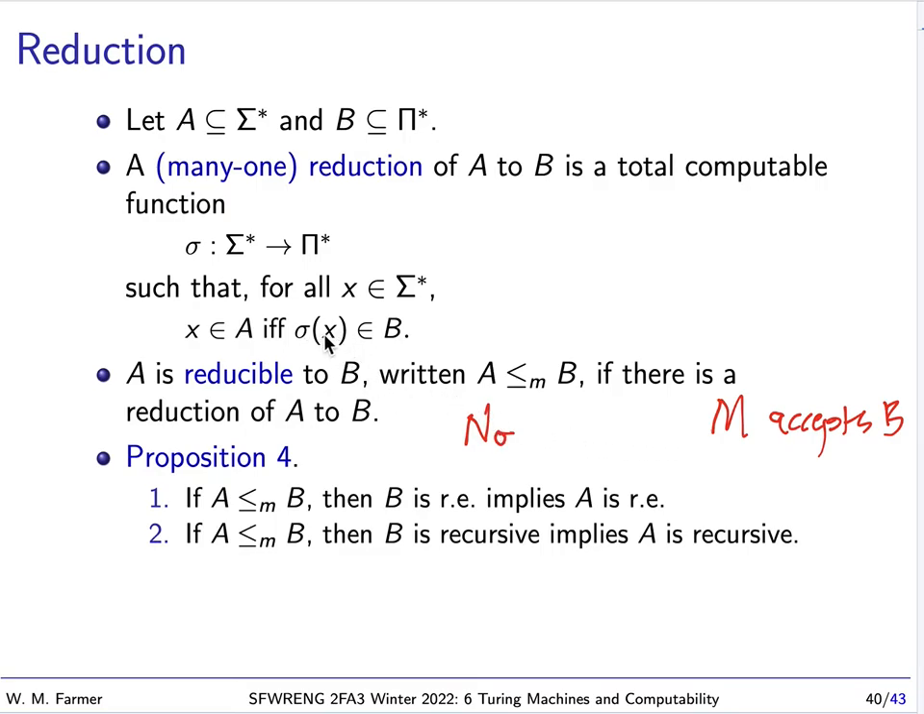And then we'll give that sigma x to M, and it will compute whether it accepts that, whether that sigma x is in B. And if it is in B, then we know by the construction of this total computable function that x is in A. Therefore, we have a Turing machine that accepts A. And the same basic argument shows that if B is recursive, that implies that A is recursive.